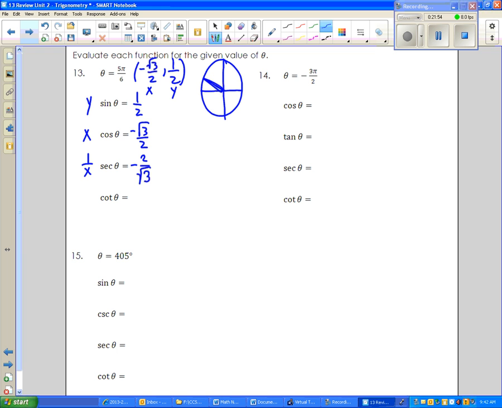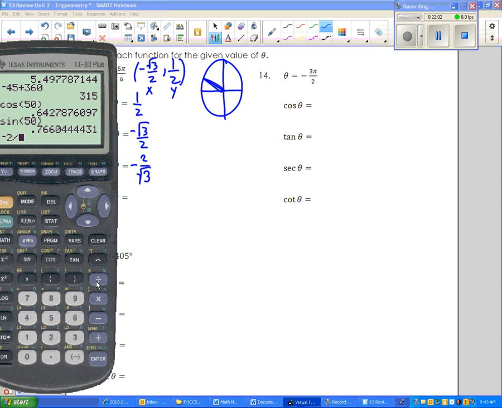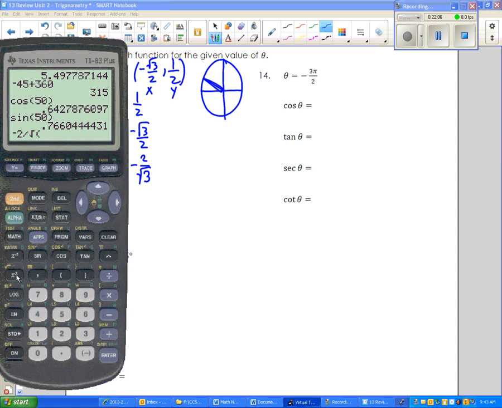Now, on the unit test, you can actually just round this to a decimal. So you can actually just take negative 2 divided by the square root of 3, and that'll give you the decimal equivalent.